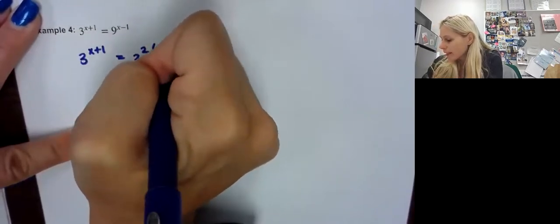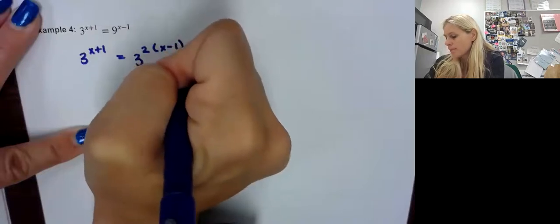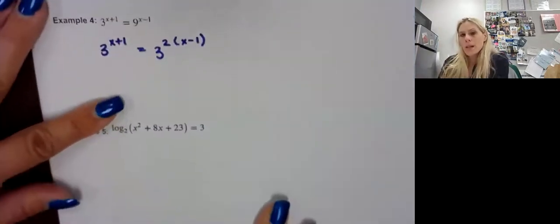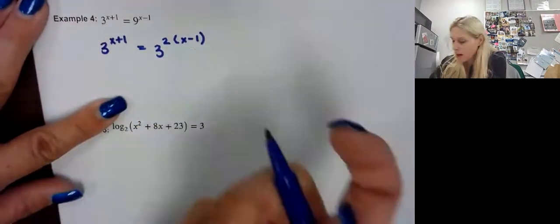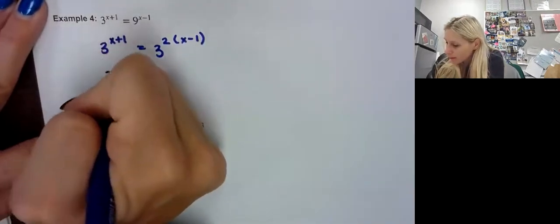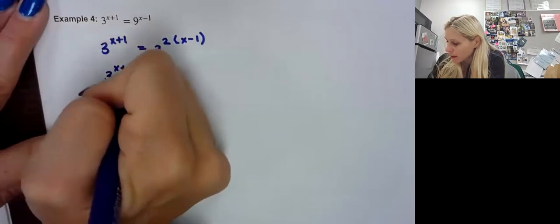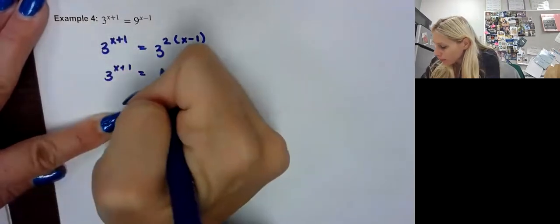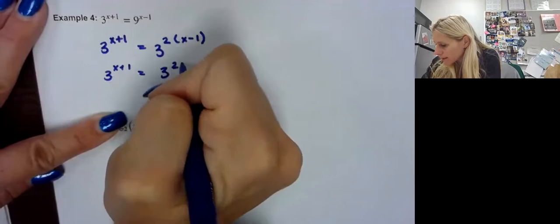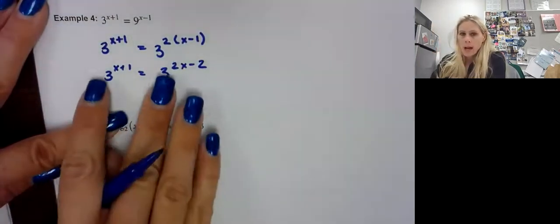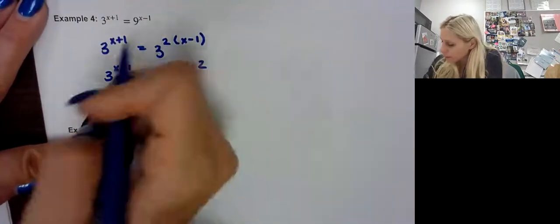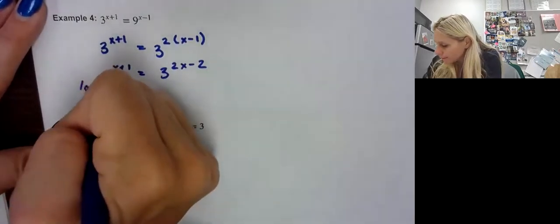Now, we already had this x minus 1 up here. And an exponent to an exponent means multiplication. So that's why I multiplied it right here. And I'm going to expand that out before I get rid of the base 3. So we get 3 to the 2x minus 2. Now, we can get rid of the base 3 by log base 3.